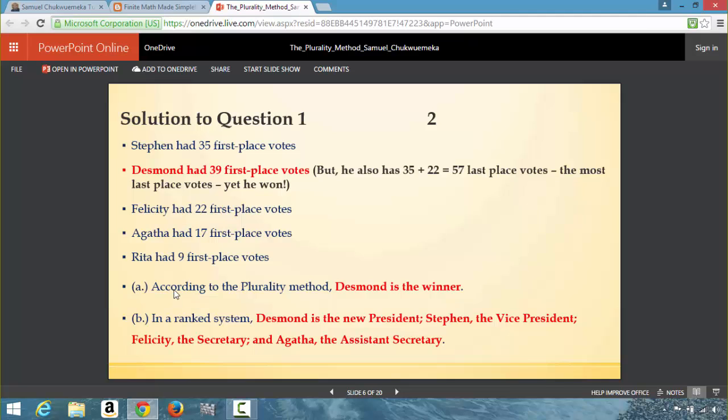So if you look at this, according to the plurality method, Desmond is the winner. Now, in a ranked system, Desmond will be the president. Then who had the second most first place votes? Stephen will be the vice president. Felicity had 22 first place votes, the third most first place votes. Felicity will be the secretary, and then Agatha will be the assistant secretary.